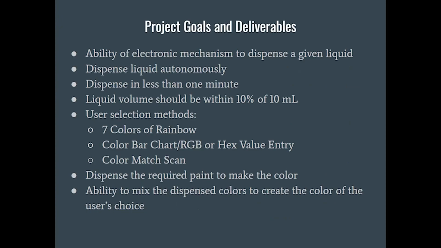There are also going to be 3 different types of user selection methods. The first one is the 7 colors of the rainbow. The next will be the color bar chart or the hex value theory. And the last one will be the color match scan. We want our project to be able to dispense the required paint to make the color and also have the ability to mix that color in order to create the one of the user's choice.